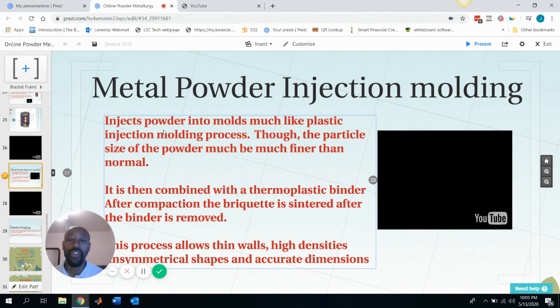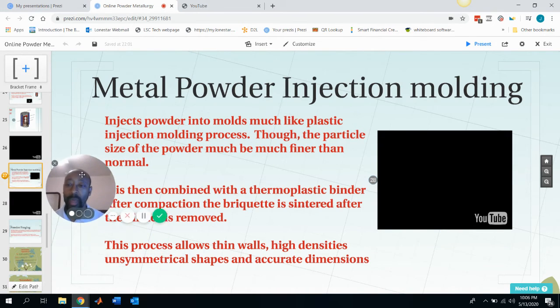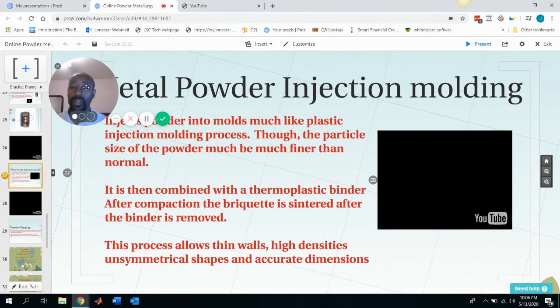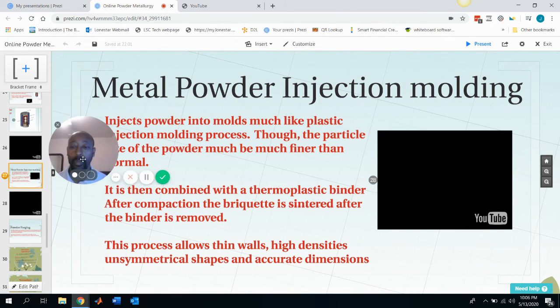What happens here is you inject just powder. So instead of molten metal, you're injecting powder into these molds. And the particle size of these powders is going to be a lot smaller. But this has some very, very big advantages. And I'll move my picture up a little bit here so you can see. This process allows very thin walls and high densities and some unsymmetrical shapes along with accurate dimensions. So that's some of the advantages of metal powder injection molding.